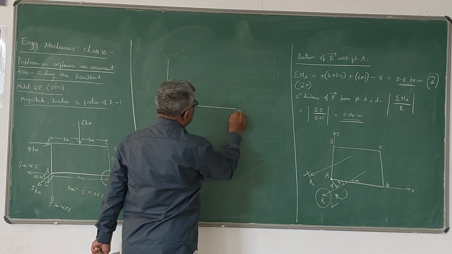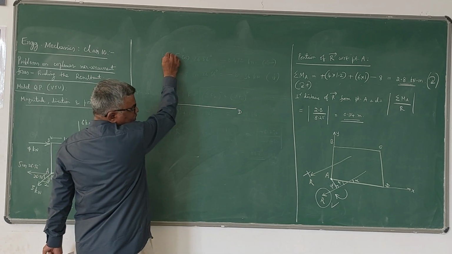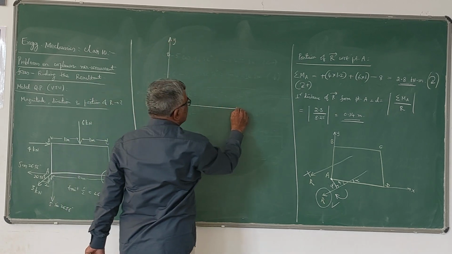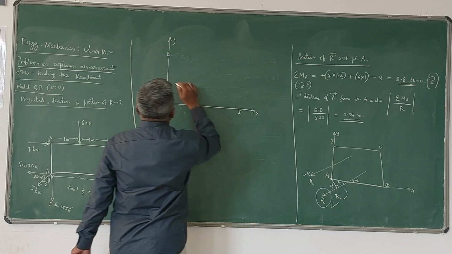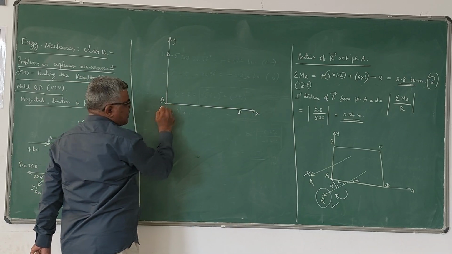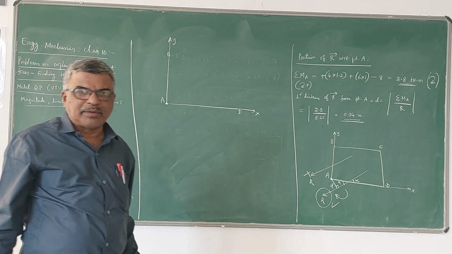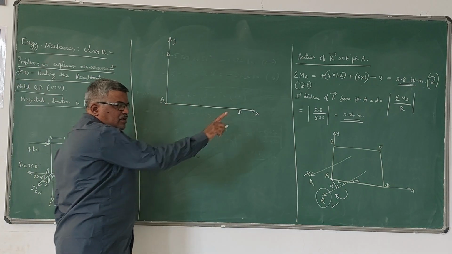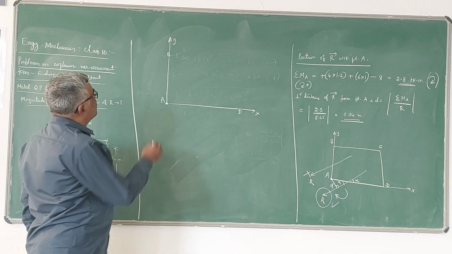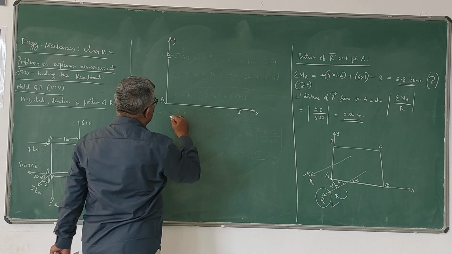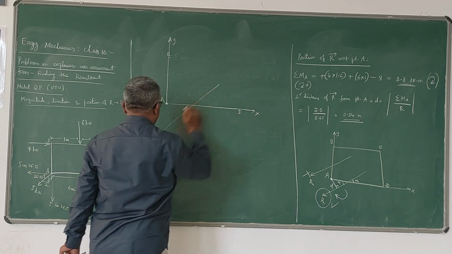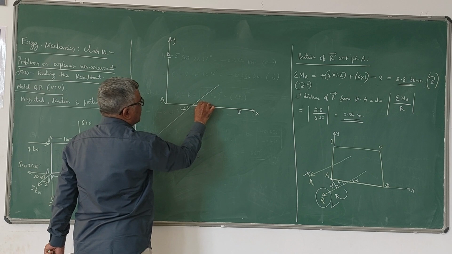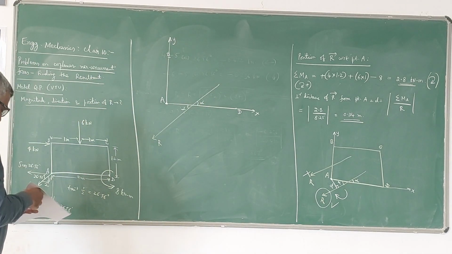So here this is B, A, this is B. I am going to make this the y-axis, and this the x-axis. The point about which we are finding the intercepts is A here. You draw the x-axis and y-axis passing through that point. Now we have the resultant acting like this. This is the resultant force, and the angle made by the resultant is this alpha.